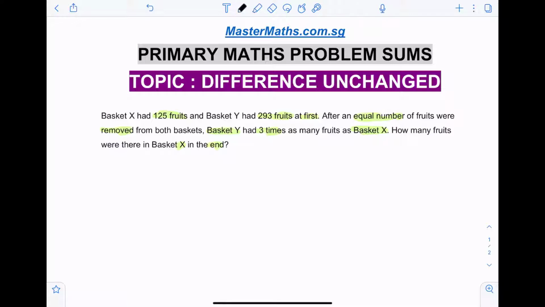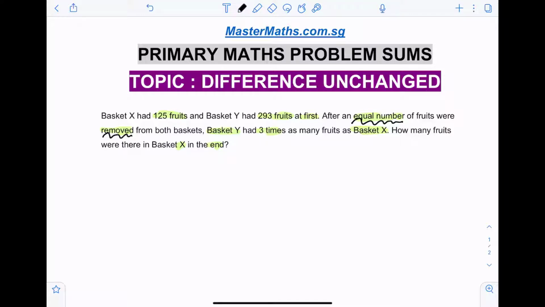Now, the key words for this question is this: after an equal number of fruits were removed. So you are taking away an equal number of fruits. Why is this a keyword? Because when you remove equal numbers from each basket, the difference will remain the same. Please take note of this.